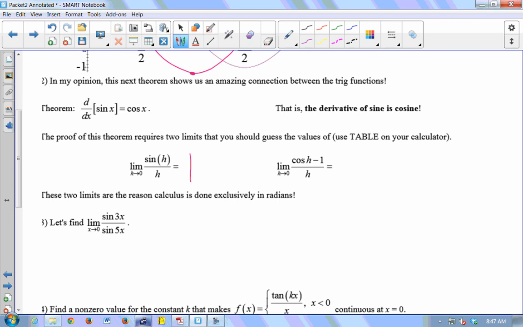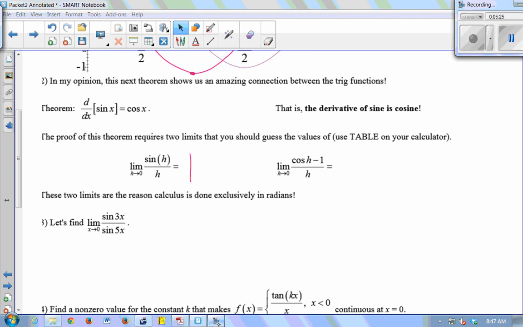Now I want to do the cosine of h minus 1 over h. So take a minute and figure that one out using your calculator. All right, what do you get for cosine of h minus 1 over h? It's getting close to 0. Anybody else get 0? Okay. Good. So I have these two limits. These are going to come in very handy when I'm trying to prove that the derivative of sine is cosine.